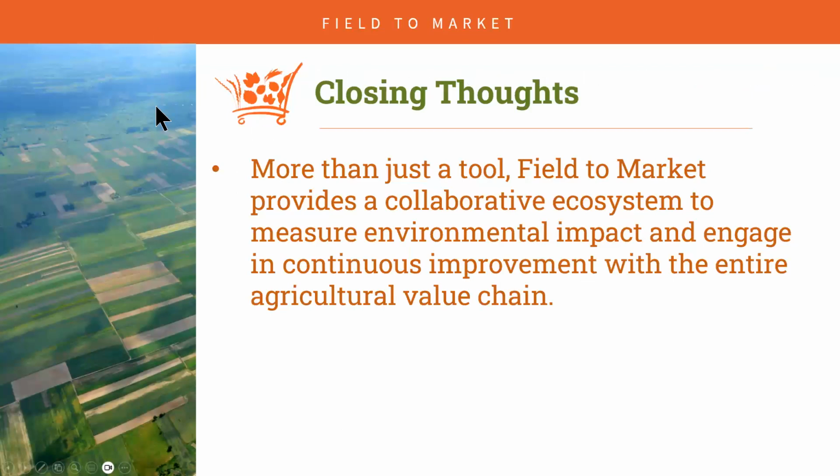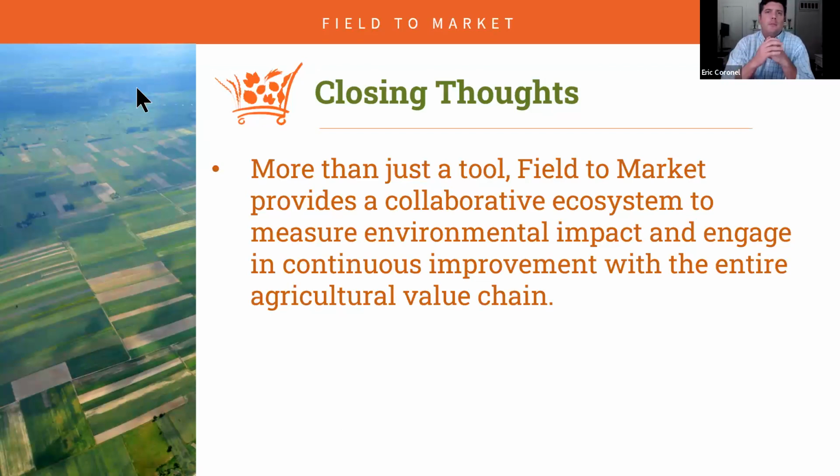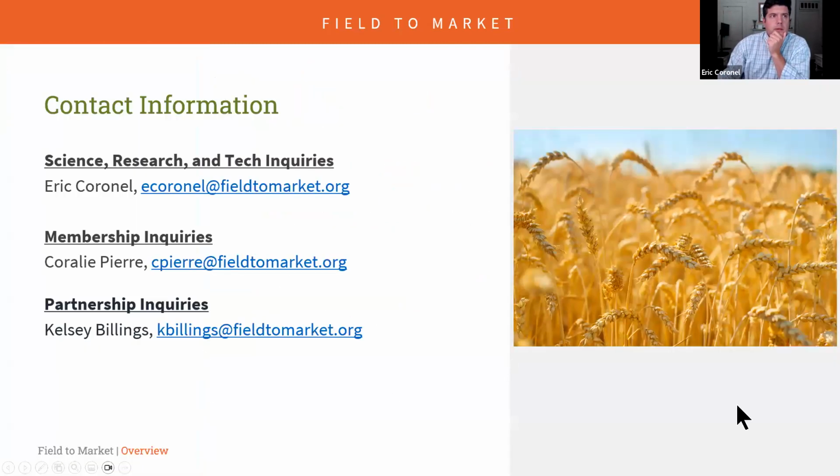Okay. So yeah. Closing thoughts, we try to provide basically an ecosystem. So we're trying to provide a collaborative ecosystem to measure environmental metrics, to take them all the way to the field level, to aggregate them, and to increase the collaboration between the supply chain. So from growers all the way to the retailers, if you care about that, Field to Market provides a very affordable or no cost type of engagement that can help you with some of these goals if you care about these metrics. We're providing some contact information.